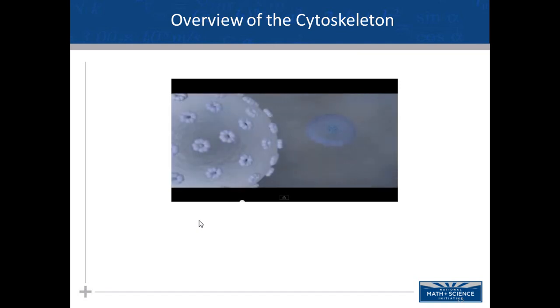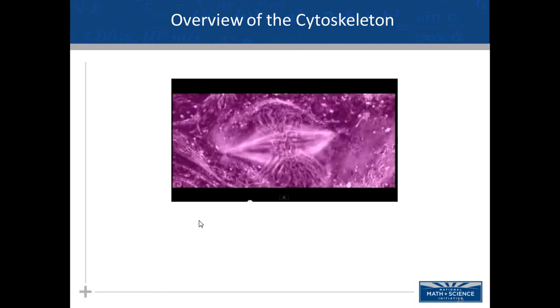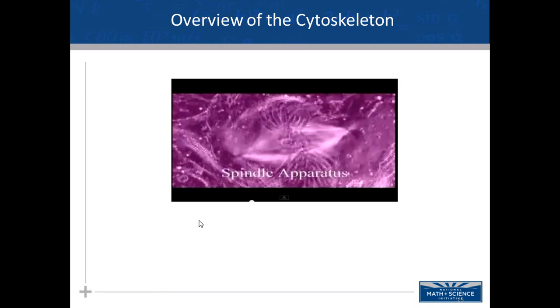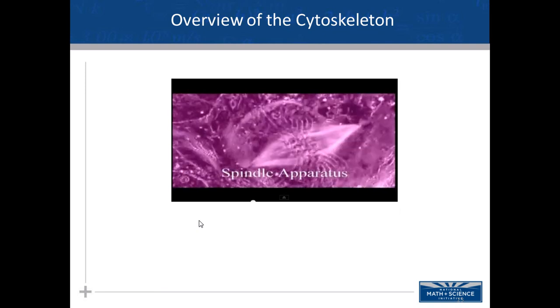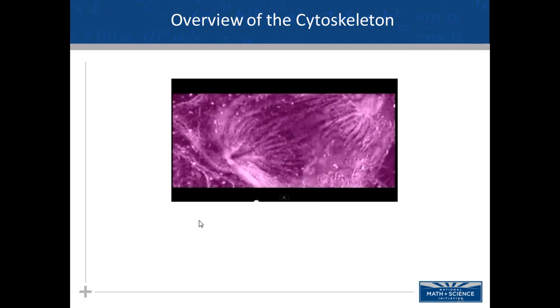All eukaryotic cells have a microtubule organizing center near the nucleus, called the centrosome. During cell division, the centrosome produces a football-shaped array of microtubules called the spindle apparatus. It separates chromosomes and divides them between the two new daughter cells.